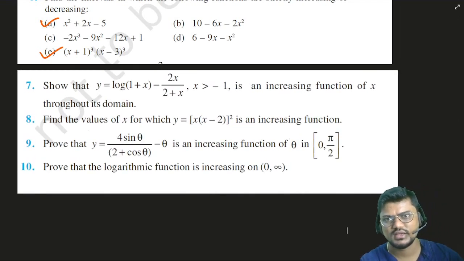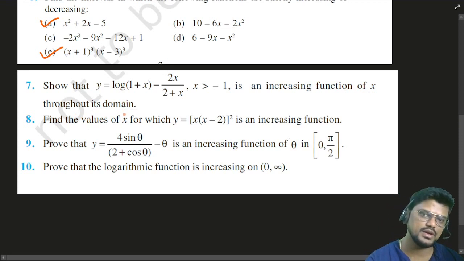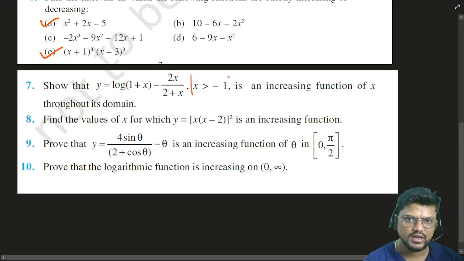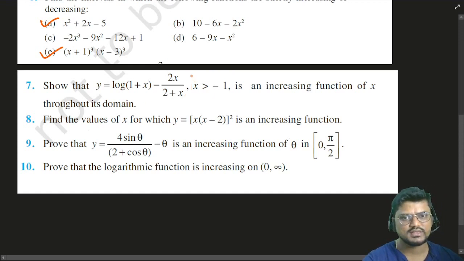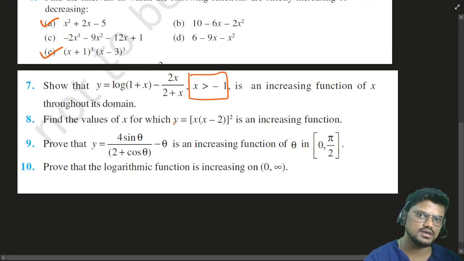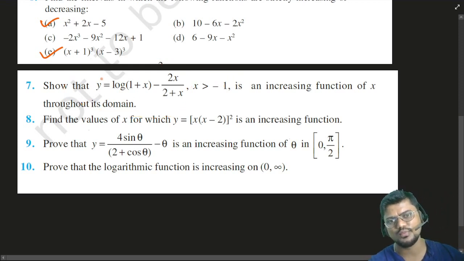Show that the function is an increasing function of x throughout its domain. Now what is the domain over here? It is already given, x is greater than minus 1. The values of x which the function has, that's the domain. And the values of f of x or the values of y will be the range, right? So over here the domain is x greater than minus 1 and you have to show that the given function is increasing throughout this domain. When x is greater than minus 1, at that time the given function is increasing only. You have to prove it.